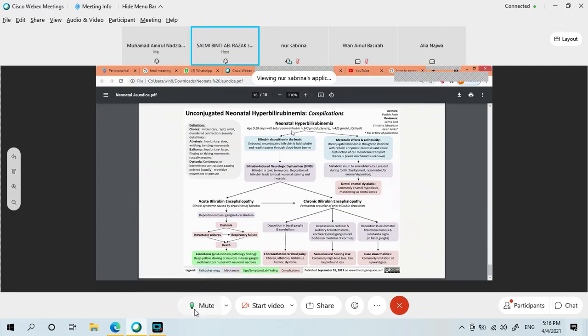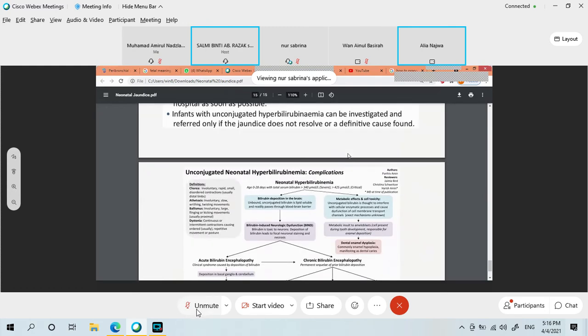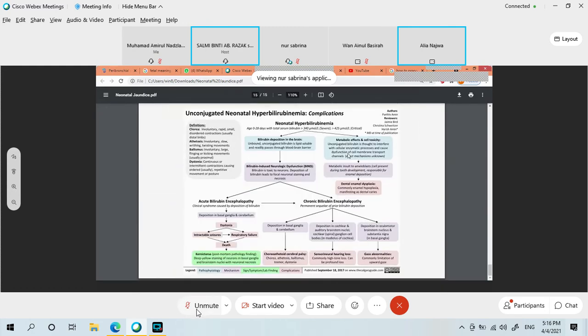Ada apa-apa nak tanya? Nanti you send, boleh share tak slide you ni? Sebab kita nak tengok semua. Saya dah share dalam group. Okay. So any question nak tanya pun takut sebab masa.